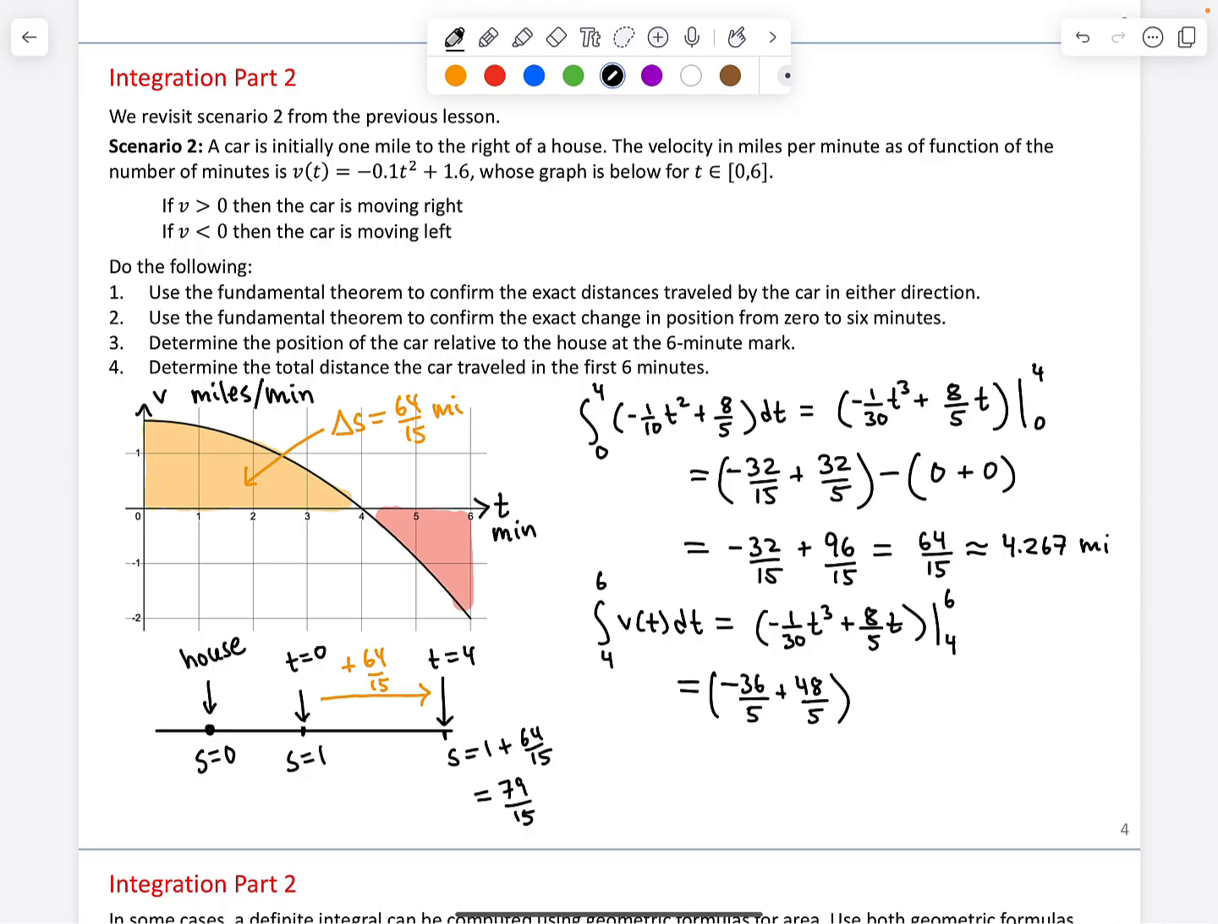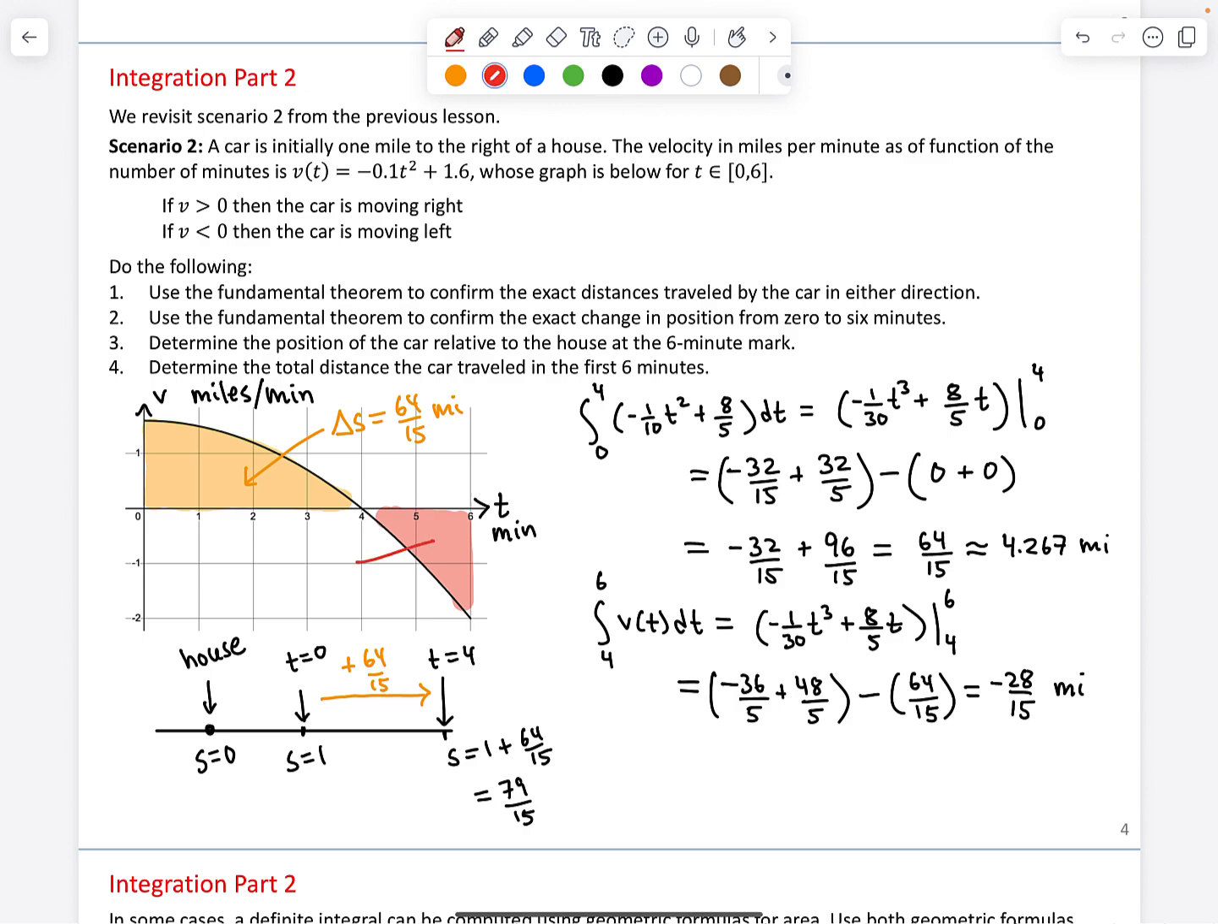Put that in parentheses, minus, start new parentheses, and now plug in 4. So 4 goes into this antiderivative, but we've already done that up here, and we got this result, which simplified to this fraction. So I'll borrow that work and just put my 64/15 here. So we get 12/5 minus 64/15. Get a common denominator, and in the end we get negative 28/15, measured in miles.